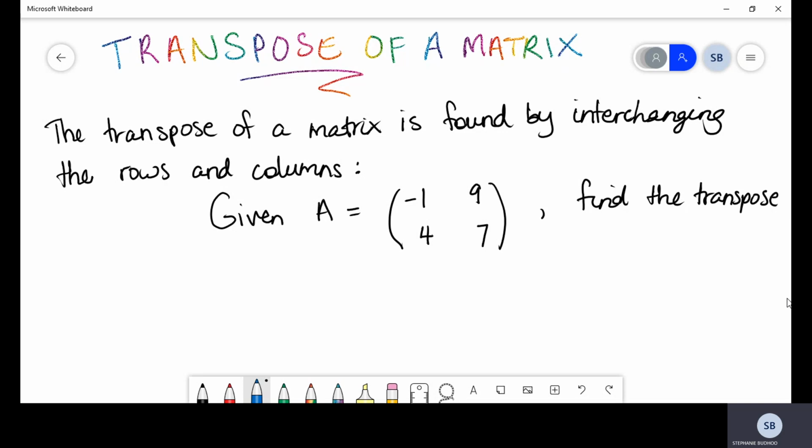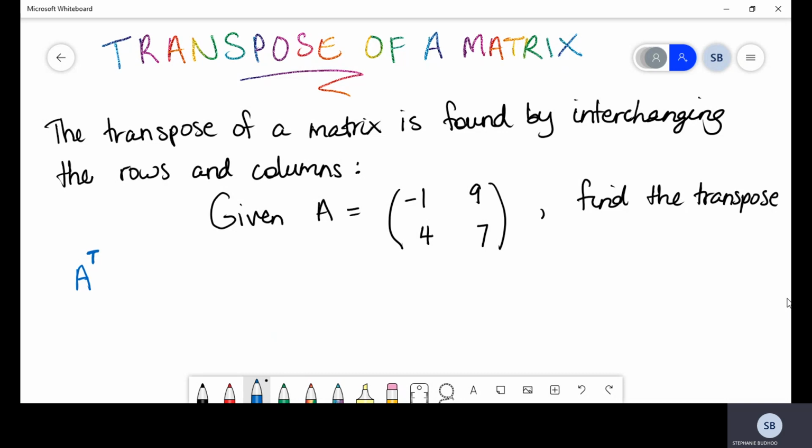So in a nutshell, let's say, for example, we were given this matrix and we called it A. Its values are -1, 9, 4, 7. And they're asking us to find the transpose of this matrix. Now, first of all, notation. The transpose of a matrix is denoted by a superscript T, where the power of something is supposed to be.